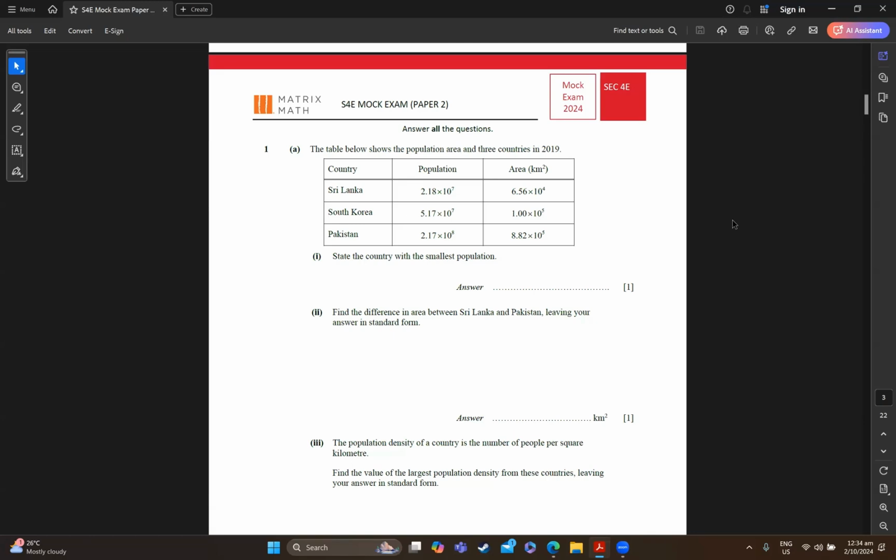Find the difference in area between Sri Lanka and Pakistan, leaving answer in standard form. Okay, so this one you can either do a little bit of working or you can just type in your calculator to get the answer. So 8.82 times 10 to the power 5 minus 6.56 times 10 to the power 4. Sometimes your calculator will not give you the exact standard form. It will give you maybe 0 point something times 10 to the power of something. Then from there, you figure out the closest number.